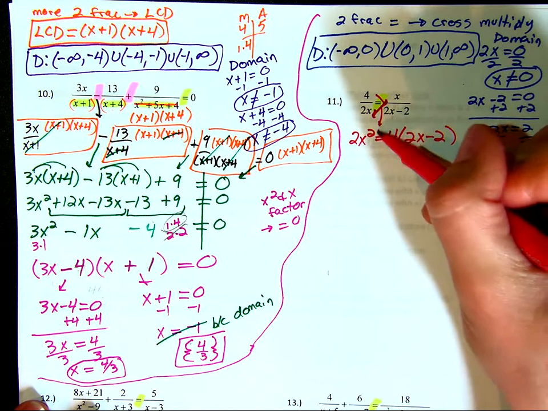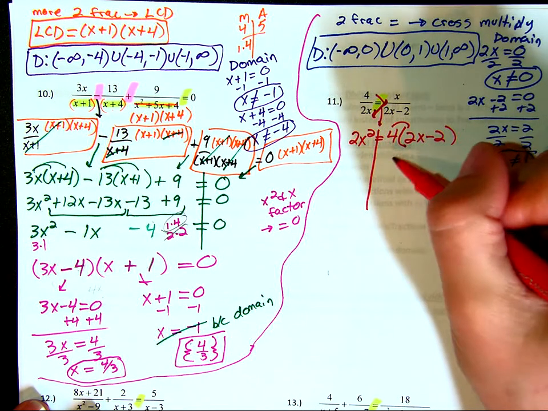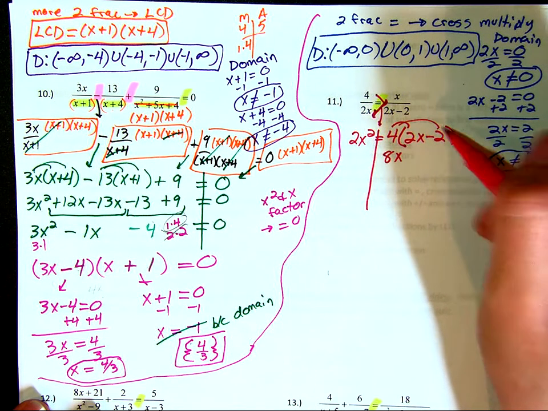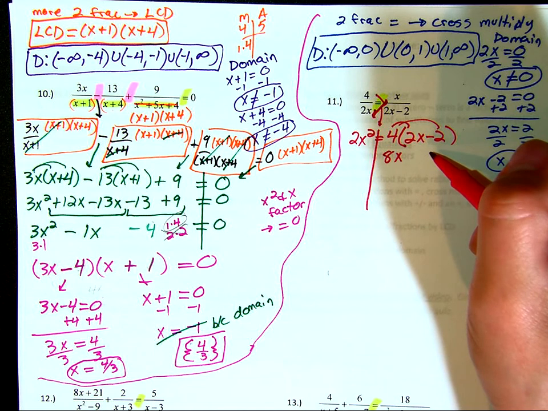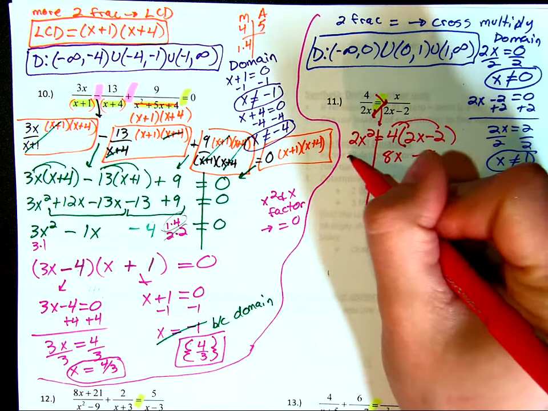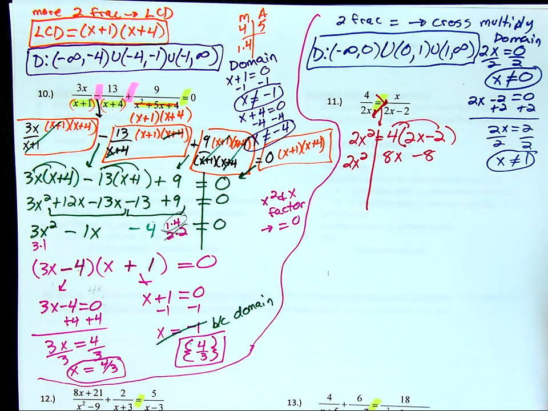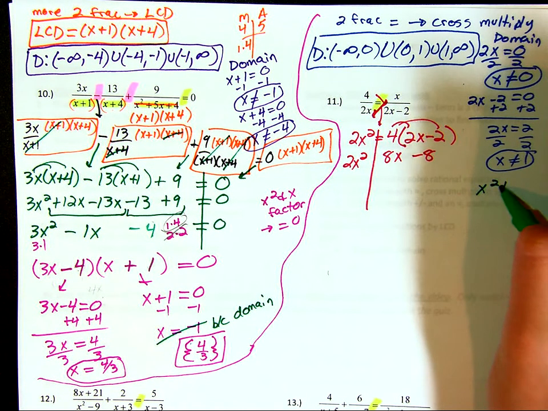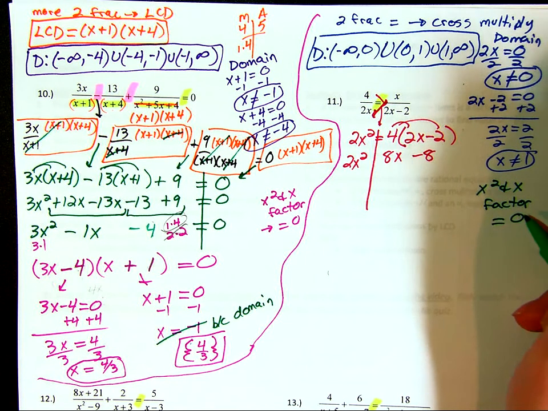Now we can go ahead and start solving. 4 times 2 is 8x. 4 times negative 2 is negative 8. Bring down our 2x squared. Now, again, when you look at this, you should notice that there's an x squared and an x. So we're going to have to factor, which means it has to equal 0.